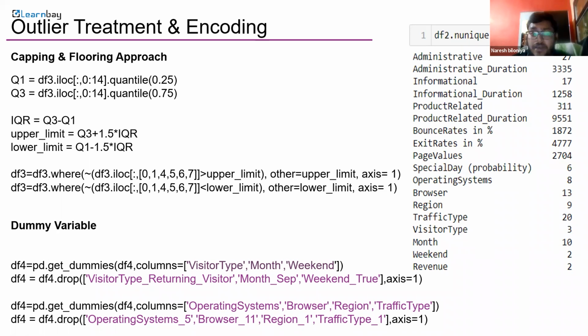Now we have converted our categorical data into dummy variables, because if we go with label encoding, then there might be an issue, because a higher number may get higher significance. So we are going with dummy variables.